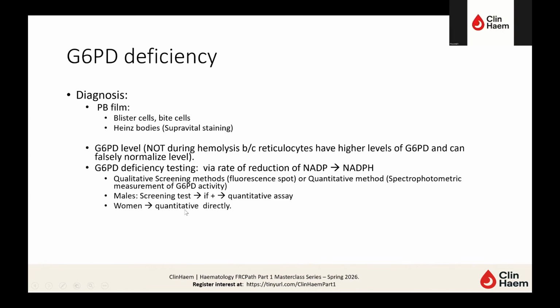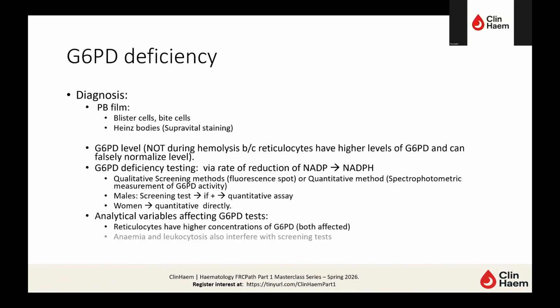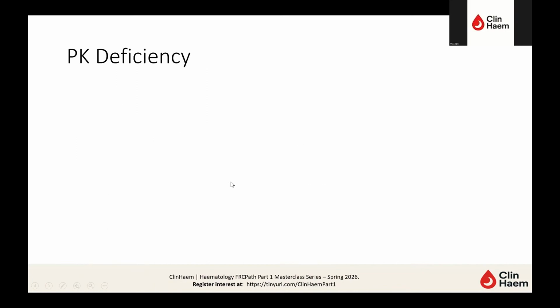Even though it's X-linked recessive, it can be seen in females as well because of various problems, as you know, with X-linked recessive diseases in females. Reticulocytes have higher concentration, so you have to do it once the hemolysis settles. Anemia and leukocytosis can interfere with the screen results. Anemia is going to falsely give you low levels. Leukocytosis is going to give you falsely high levels, because leukocytes also have G6PD, no surprise. If there's a recent red cell transfusion, you can't test it, of course. Genetic testing can also be done as part of the R92 panel.